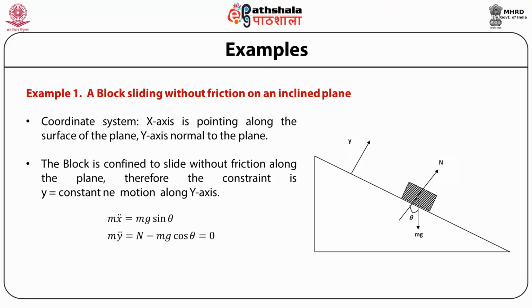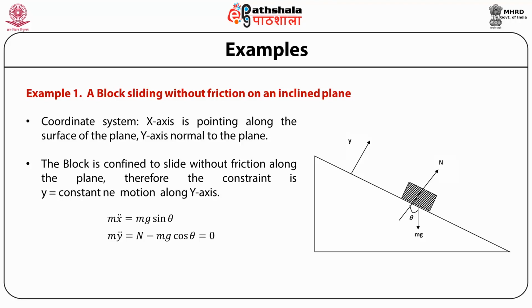Therefore, the constraint is that there is no motion in a direction perpendicular to the plane, so y remains constant, and therefore the equation of motion can be simply written, from Newton's equation of motion, that mass into acceleration is equal to force. So m x double dot, which is mass into acceleration, is the force along the direction x, that is along the plane. And what is the force acting? The only force acting is the gravitational force mg, which makes an angle theta with the normal to the plane. Therefore, the component of this force along the plane is mg sin theta, and therefore the equation of motion is m x double dot is equal to mg sin theta.